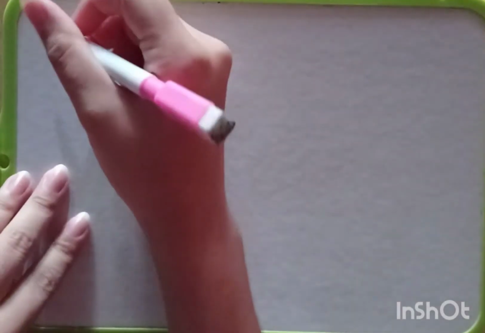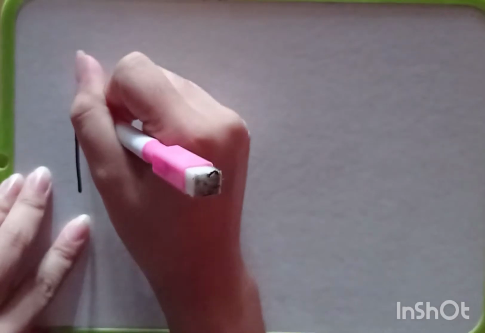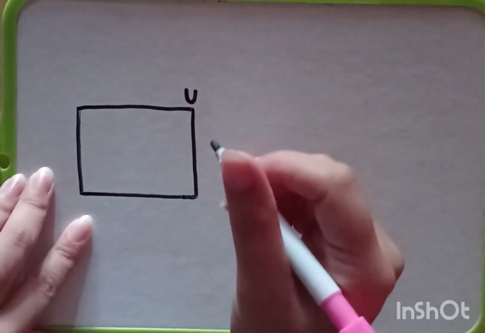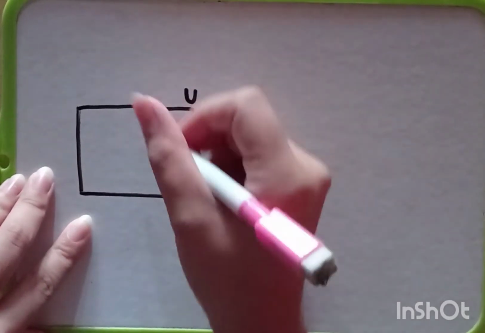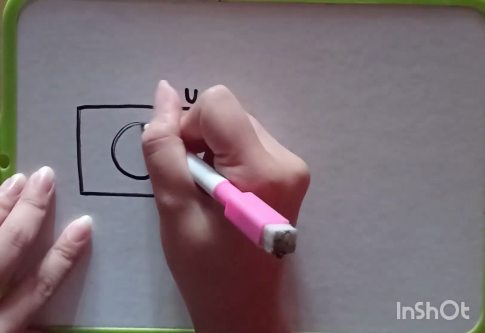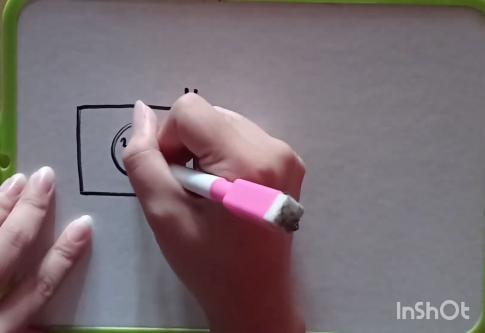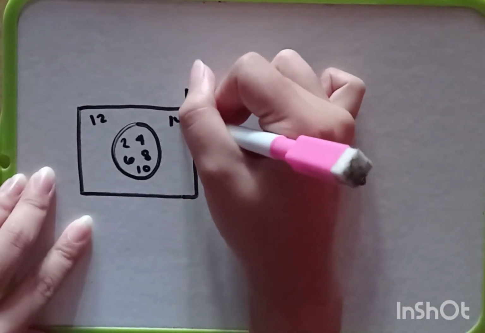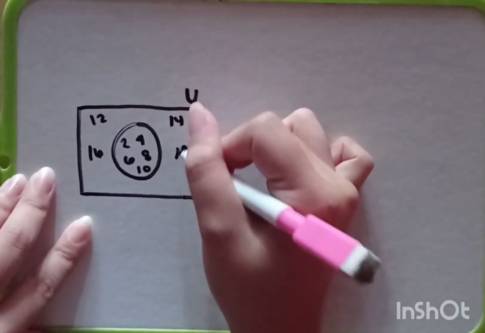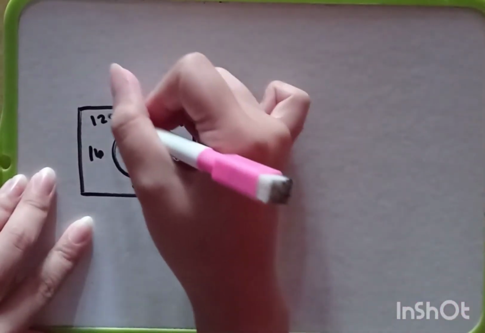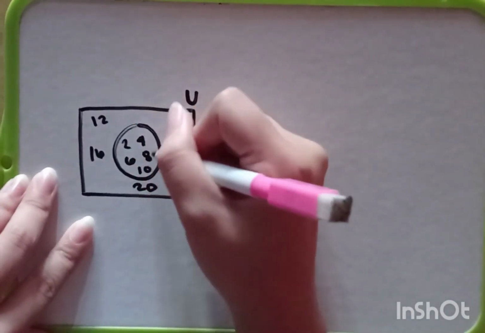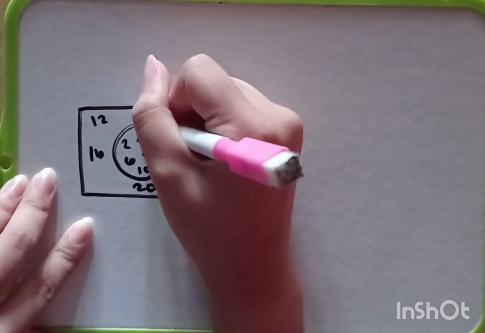Another example, we will visualize it for you to be clarified on how to determine the complement of a set. Let's have the universal set that contains the first 10 even numbers: 2, 4, 6, 8, 10, 12, 14, 16, 18, and 20. This is our universal set, and the elements here in the circle are the set A.